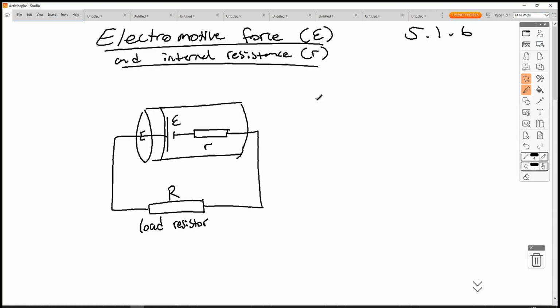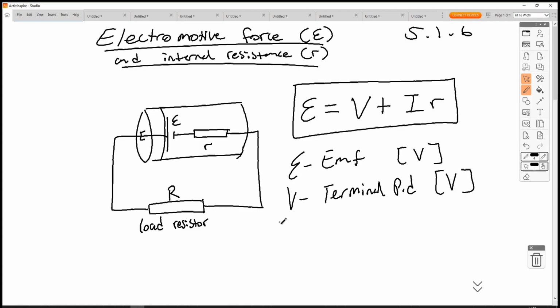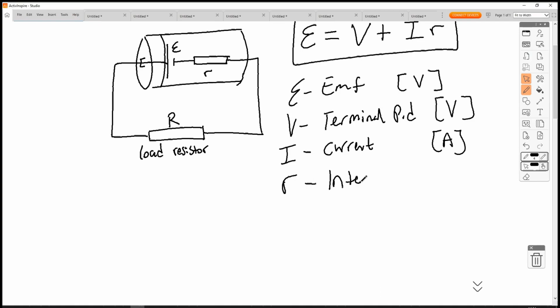The equation linking these together is EMF is equal to the potential difference on the outside, otherwise we call this the terminal potential difference, V, plus the current, because it's a series, times little r. Let's put a box around that. Now, we'll label these up. So that's the EMF, or electromotive force, measured in volts. V is the terminal potential difference, measured in volts. I is current, measured in amps. And r is internal resistance, measured in ohms.